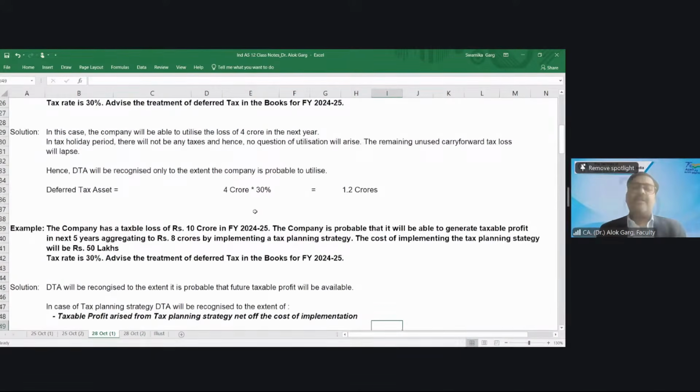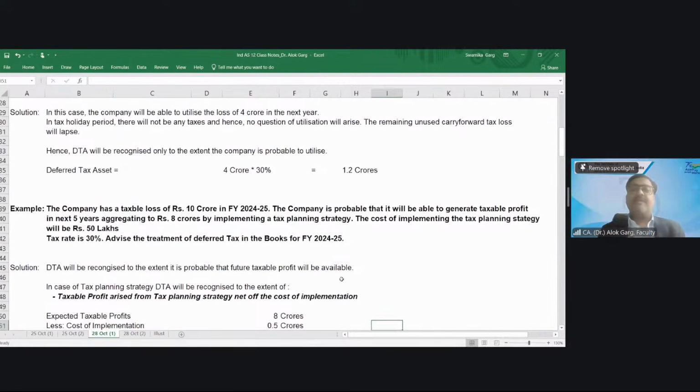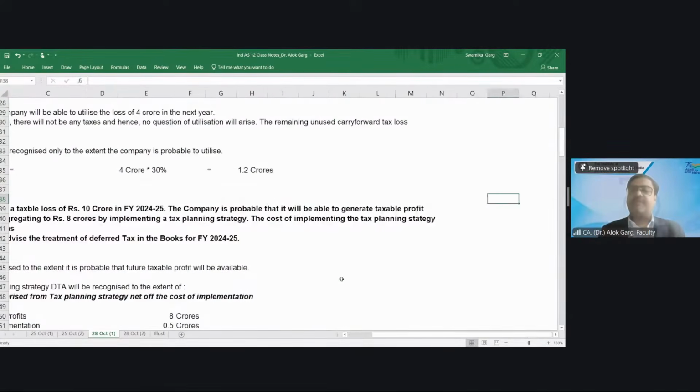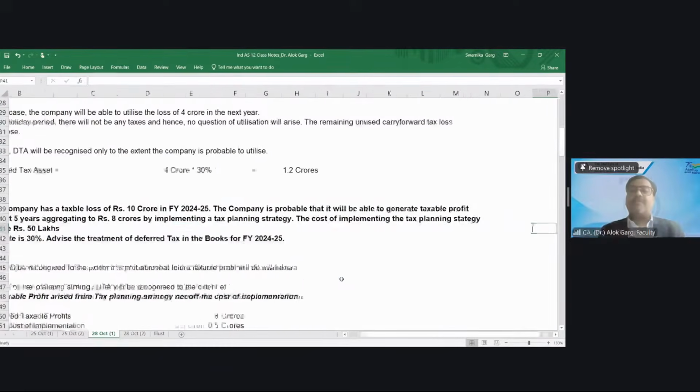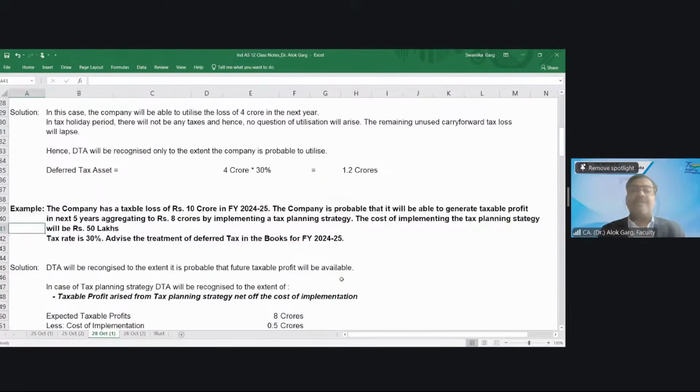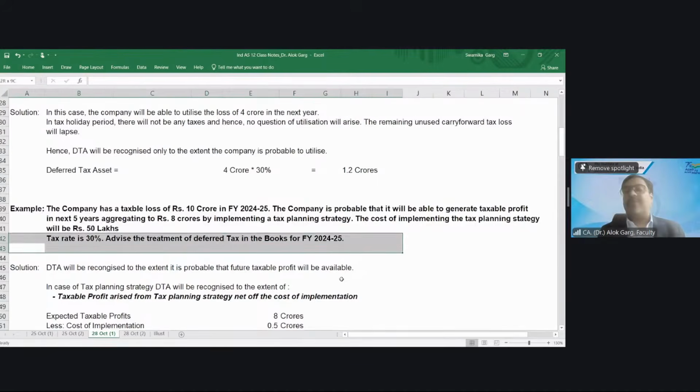Second question. The company has a taxable loss of 10 crore in FY 24-25. The company is probable that it will be able to generate taxable profit in the next 5 years, aggregating to 8 crore, by implementing a tax planning strategy. The cost of implementing the tax planning strategy will be rupees 50 lakhs. Tax rate is 30%. Advise the treatment of deferred tax in the books for FY 24-25.